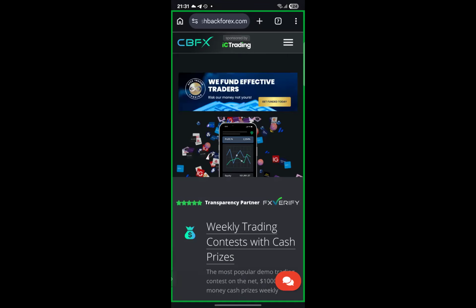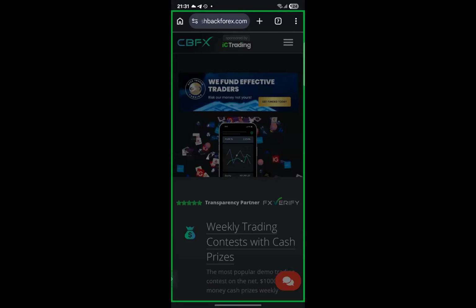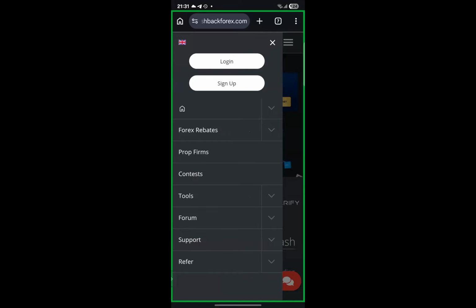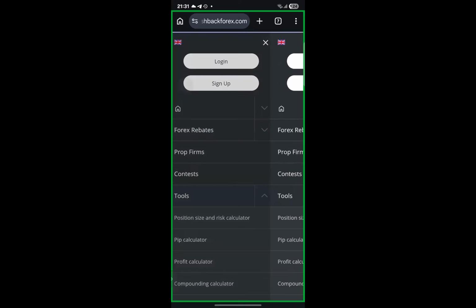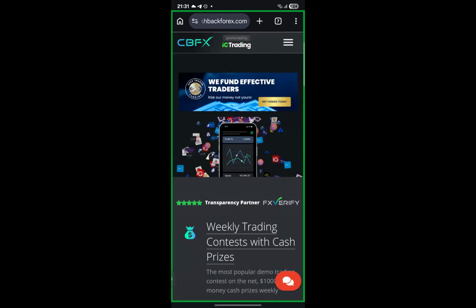You click on the three dashes at the top right hand corner. Then once you click on it, you look at these tools here. Sorry, let me go back. Click on the three dashes at the top right hand corner of your screen. Then this small arrow beside these tools here, click on it.